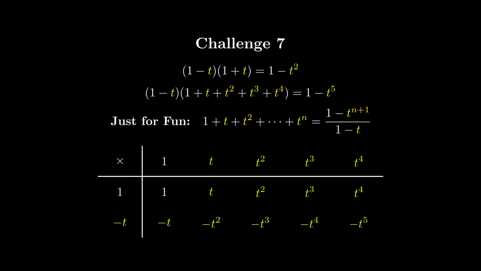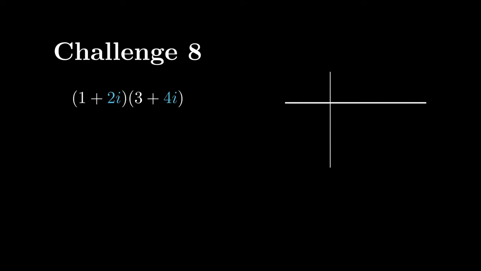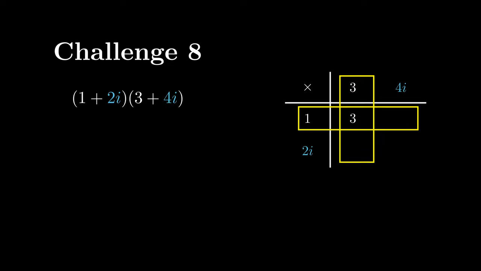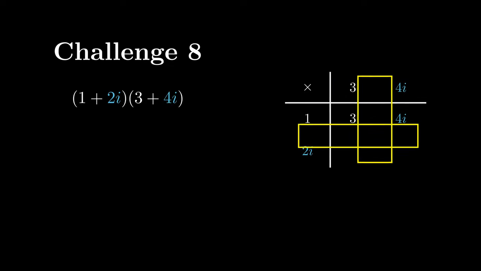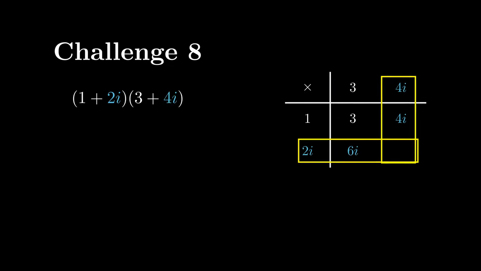This idea even extends to complex numbers. Let's consider the product of 1 plus 2i and 3 plus 4i. Let's not worry about i for now. Line up the 1 and 2i on the left, and the 3 and the 4i on the top. Let's perform term-wise multiplication, and the final cell would equal 8 times i squared.